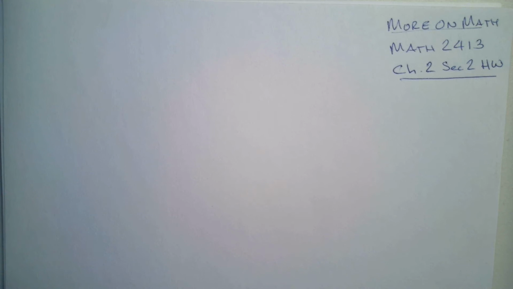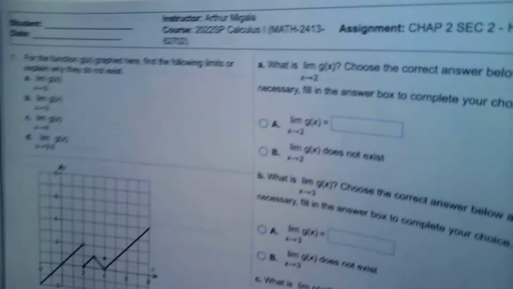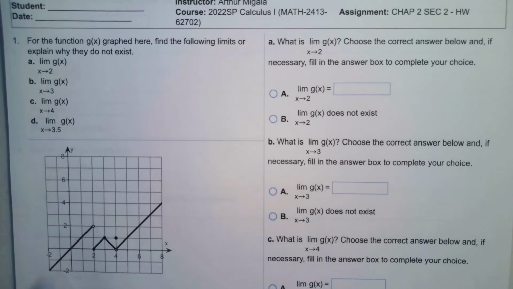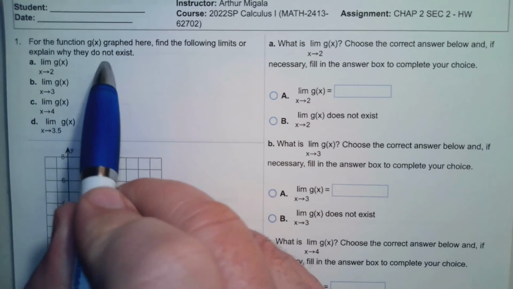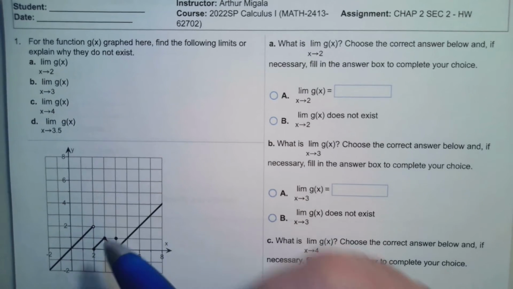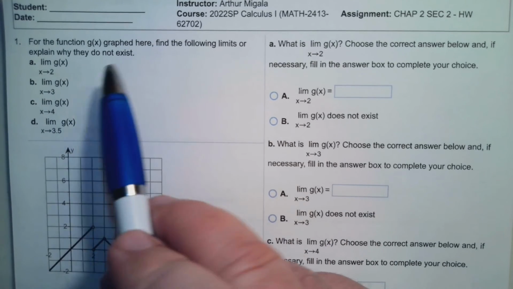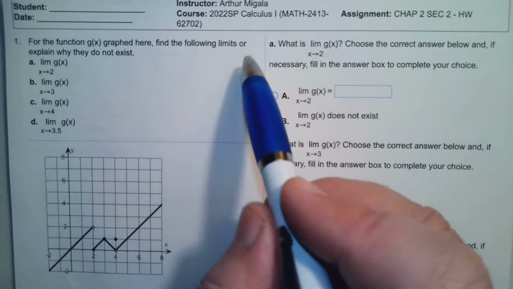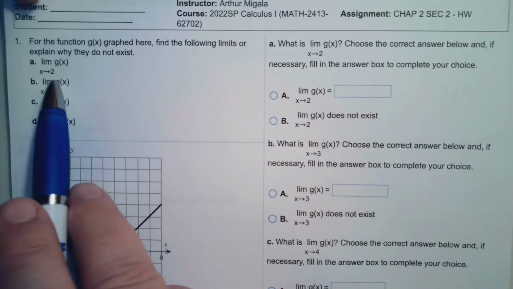Today we're going to talk about Math 13-14 in Calculus. We're going to talk about Chapter 2, Section 2, the homeworks. And here's the first one. For the function g of x, graphed below, find the following limits and explain why they do not exist. Okay, so the first one.